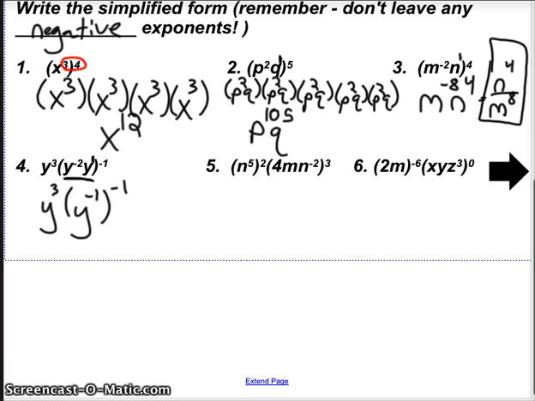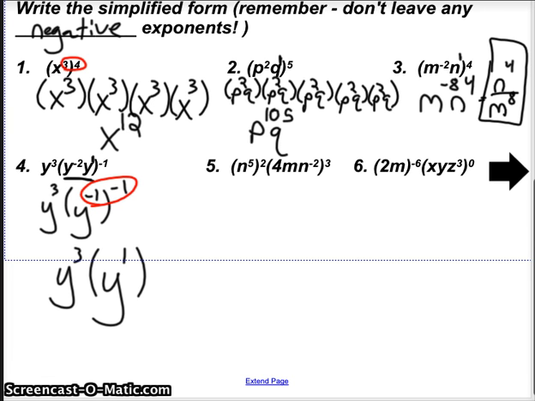Now that I've done that, I want you to notice I have a power to a power. I need to deal with that now. Power to a power means I can multiply my exponents. Negative 1 times negative 1 is going to leave me with a positive 1. So now I've dealt with my power of a power.